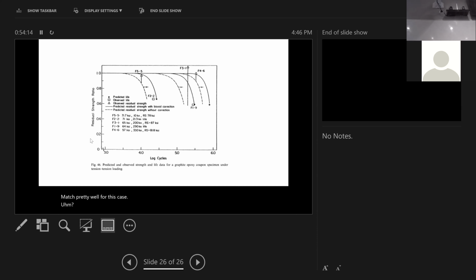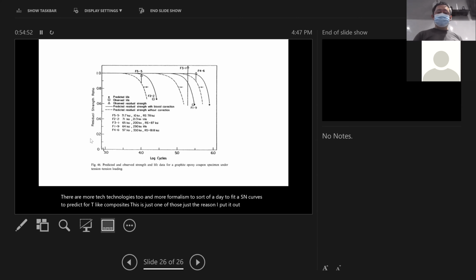So you can see when you apply different loads, the residual strength reduction curves can be quite different. Some can be much flatter than others. It drops much later in life. This is a log scale, by the way. So if it were linear scales, it's hugely different. There are more technologies and more formalisms to data fit S-N curves to predict fatigue life of composites. This is just one of those. The reason I put it out here is because I was familiar with this.